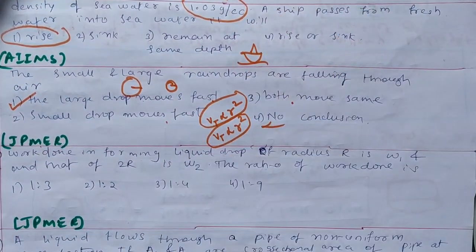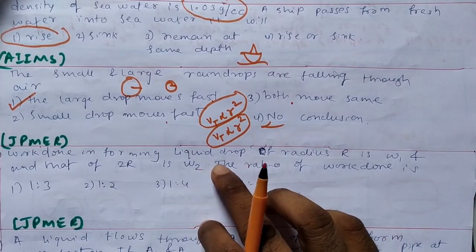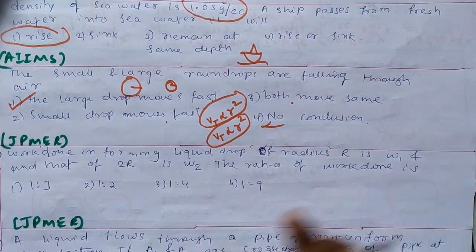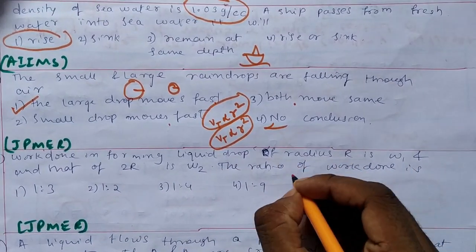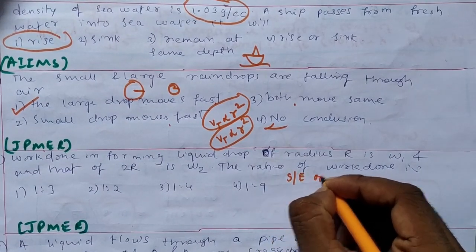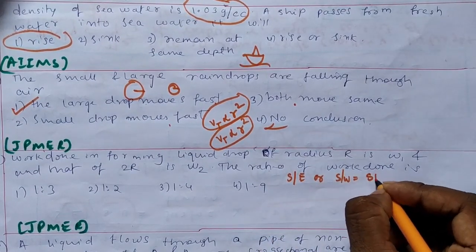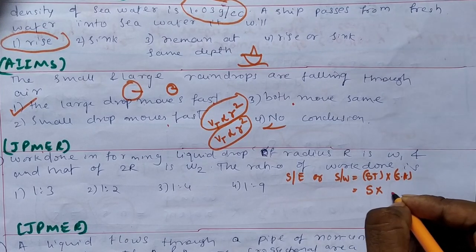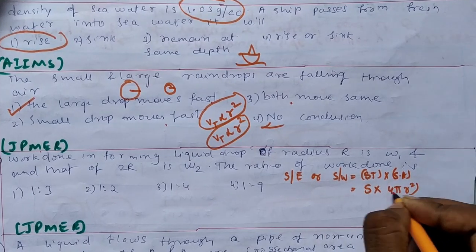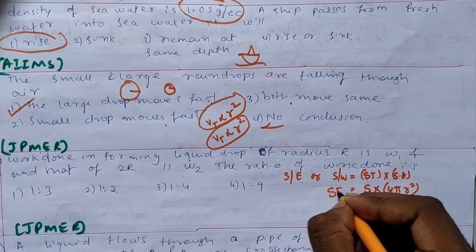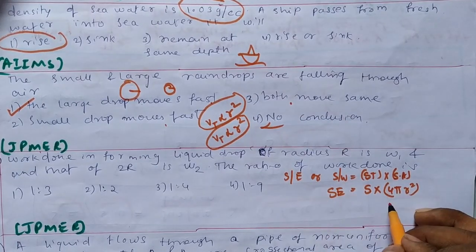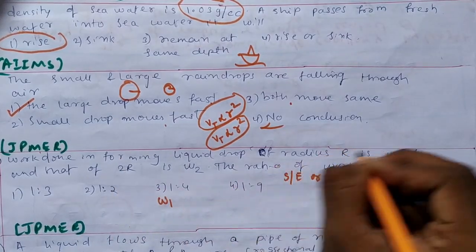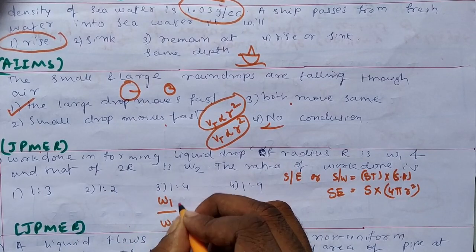Work done in forming a liquid drop of radius r is W1 and that of radius 2r is W2. The ratio of work done is, see, usually surface energy or surface work done is nothing but surface tension into surface area. Surface tension let us assume as S. Surface area we usually assume as 4 pi r square, because surface tension usually makes a body take spherical shape. Surface energy becomes S into 4 pi r square. First work done we take as W1, next work done we take as W2.